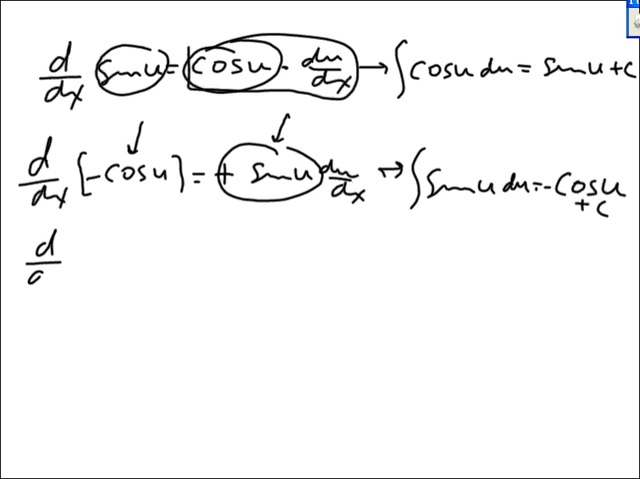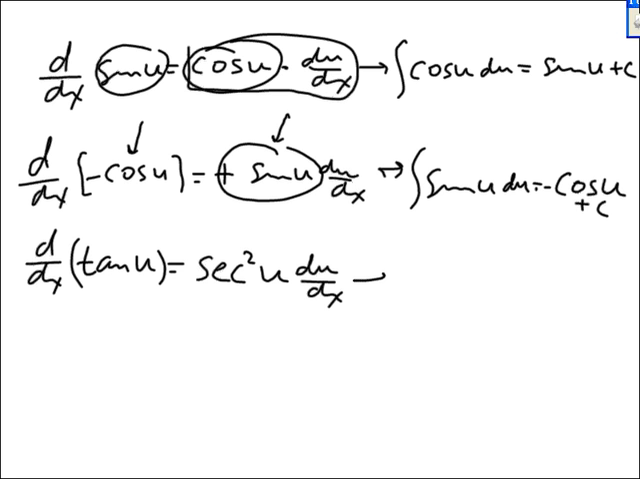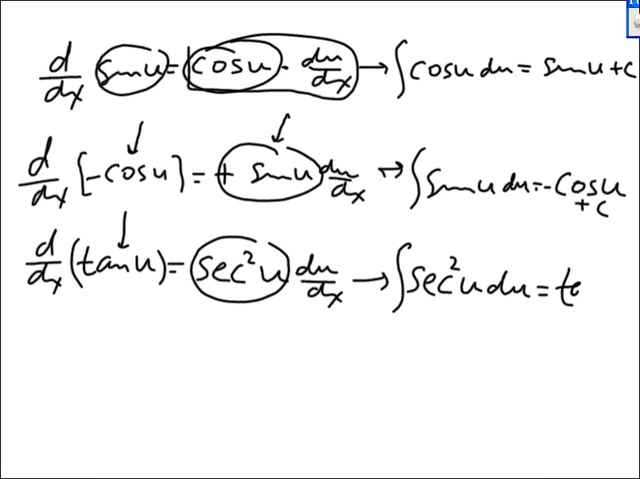We know that the derivative of the tangent of u is equal to secant squared u du/dx. This tells me the integral of this equals that. Or I should say the integral of this times du is equal to the tangent of u plus c. You need to know that one.